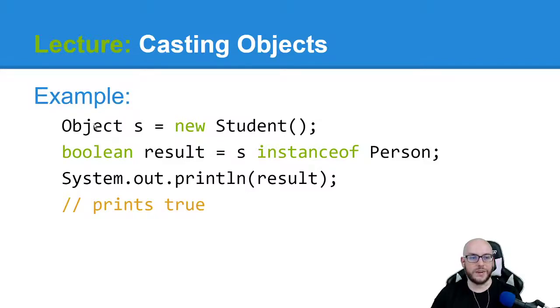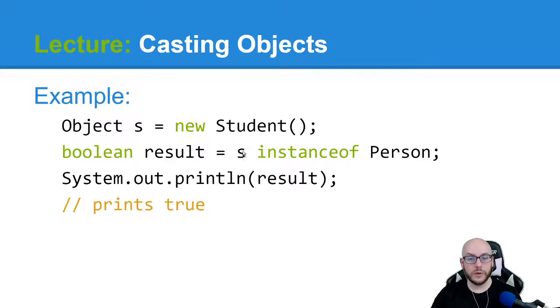Okay, here I have an object, S, and it is a new student. First of all, I can do this because student is equal to or beneath object in the class hierarchy. This works because instanceof is true. That's kind of interesting. Here I'm asking, is student an instance of person? Is student equal to or beneath person in the class hierarchy?